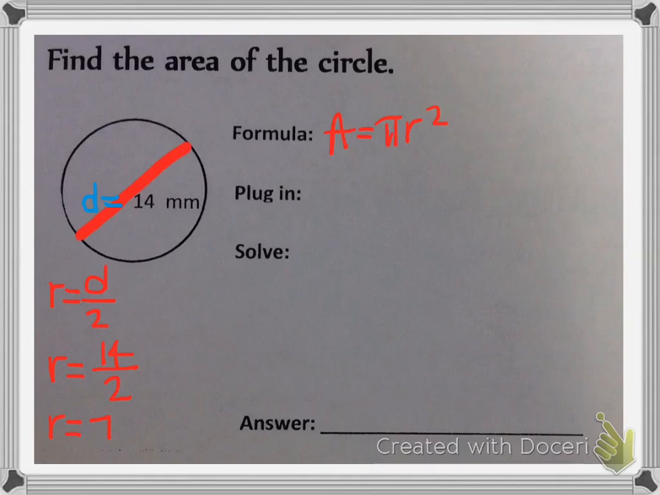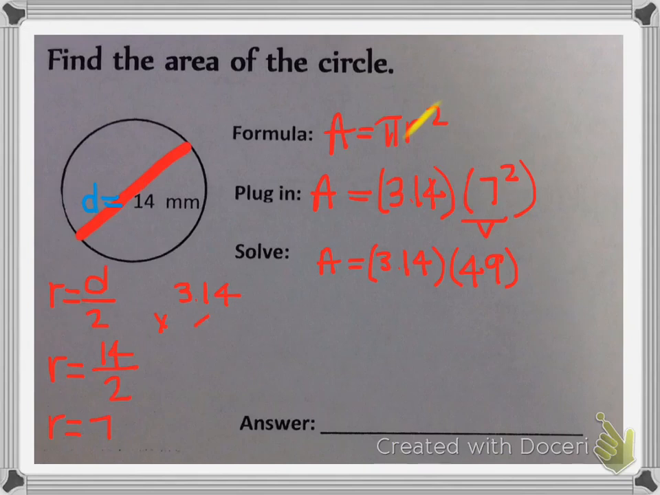So now we are ready to plug in. We don't know A, so we're going to bring that down. We do know pi, so we're going to plug that in. And now that we've solved for radius, we know that radius is 7, and it's 7 squared because, again, this squared is on top of the r. So our first step is exponents. 7 times 7 is 49. Our formula shows us that we have 3.14 times 49. So that's what we're going to solve for.